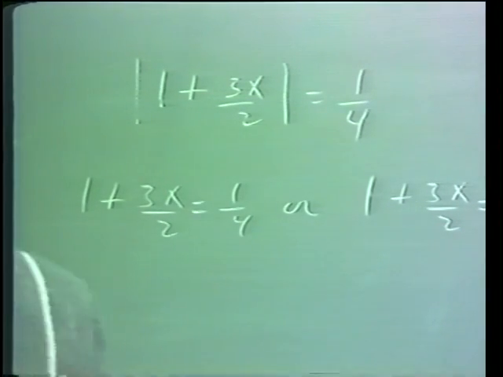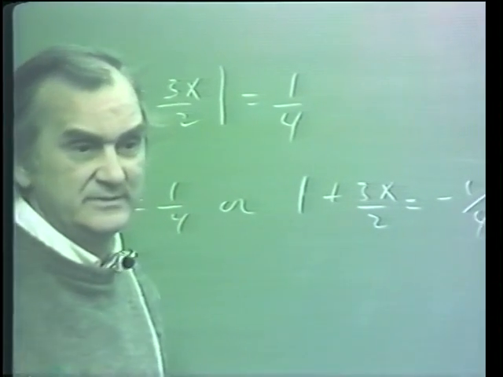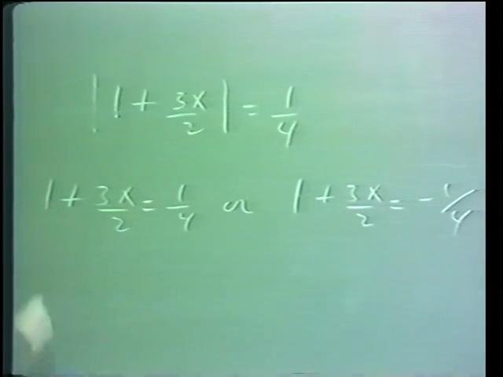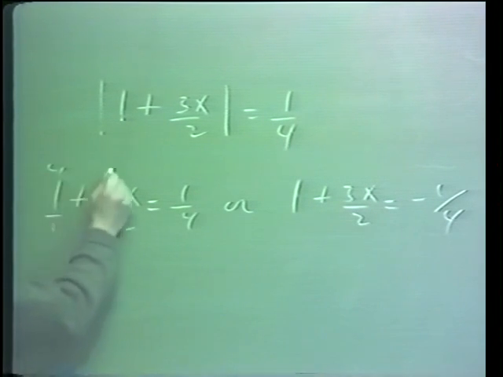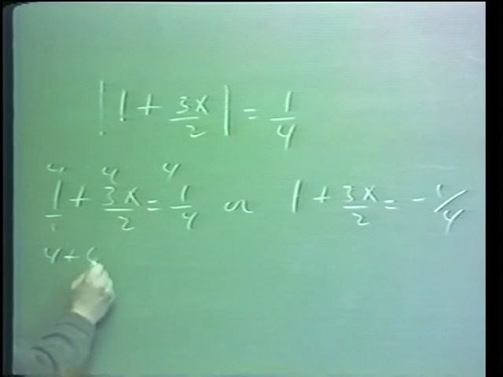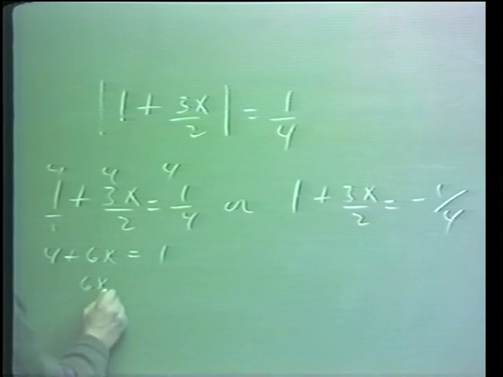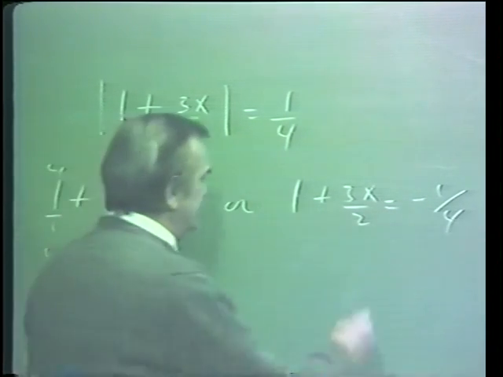So what we have here are two rather easy equations. First step, clear fractions. Our LCM here is 4. We're going to multiply each term, both sides, by 4. We get 4 plus 6x equals 1. Correct? Okay. Now we're going to add a negative 4 to both sides. We get 6x equals negative 3. Divide both sides by 6. We get x equals negative 3 over 6, which is negative 1/2. And there's one solution.